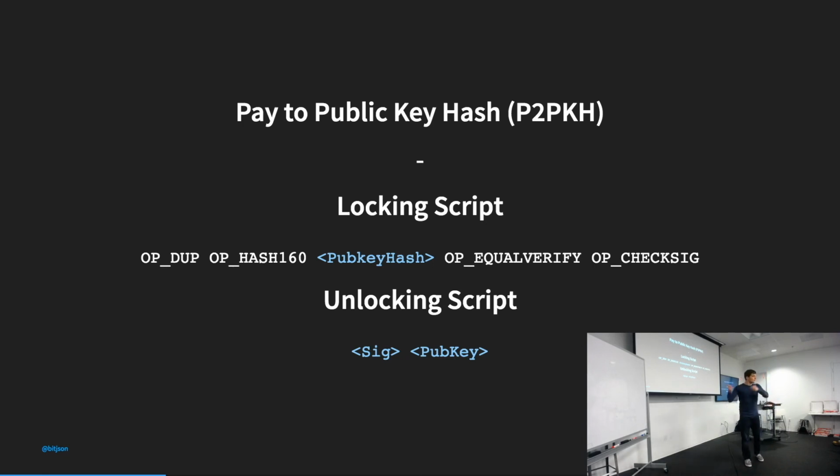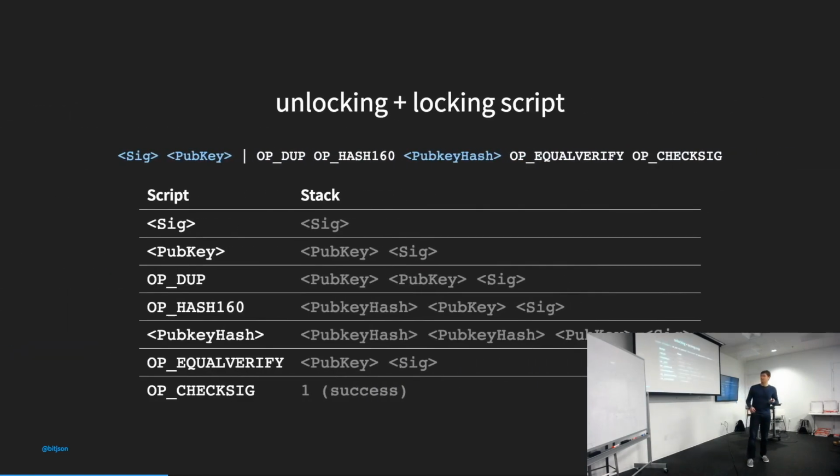So in order to spend from a Bitcoin address, from a locking script that is a pay-to-public-key-hash address, you need to produce an unlocking script. Your Bitcoin wallet will produce this for you. You don't really have to know how this works, obviously, but this is what it's actually doing. It's producing a signature, and then it's showing the network what the actual public key was that was behind that original public key hash.